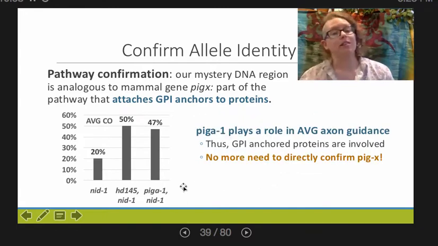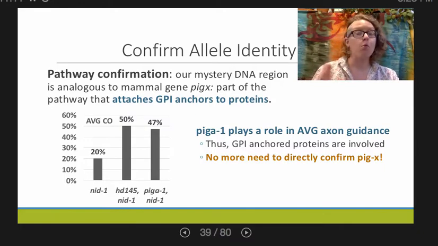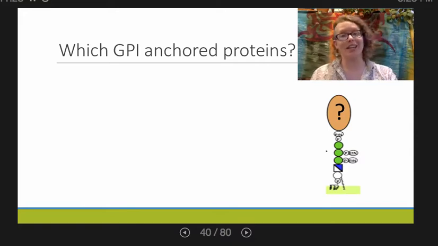What this also tells us is that GPI-anchored proteins are involved in AVG axon guidance. That's cool. That's an exciting connection that people haven't made before, and it's a jumping off place. Because we now know that GPI-anchored proteins are involved in this process, we're not going to come back to PIGX. We're not even going to come back to HD145. We're going to take this GPI-anchored theory and run with it. Because the much more exciting question is, which GPI-anchored proteins are we talking about?